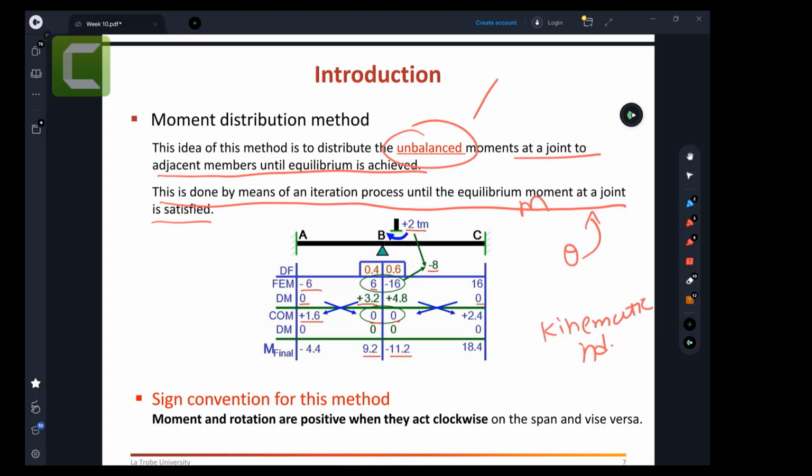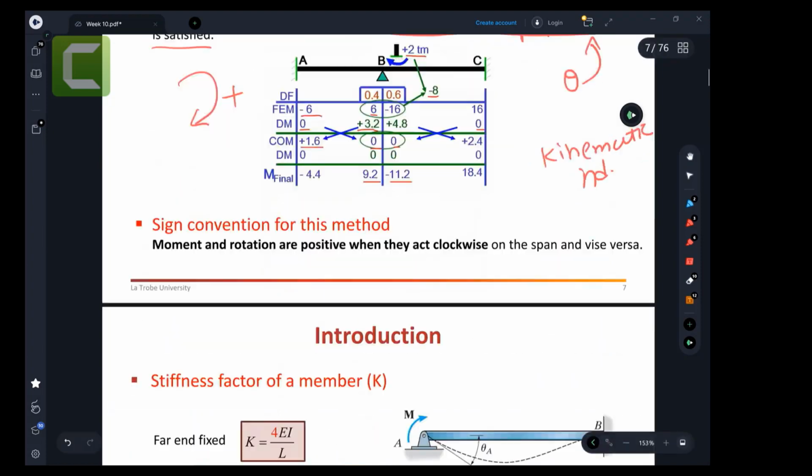Now, sign conventions. As you know, this is a displacement method, so the clockwise moment is positive. If you remember the last week's notes, you can check them, where I described why the clockwise moment is positive.